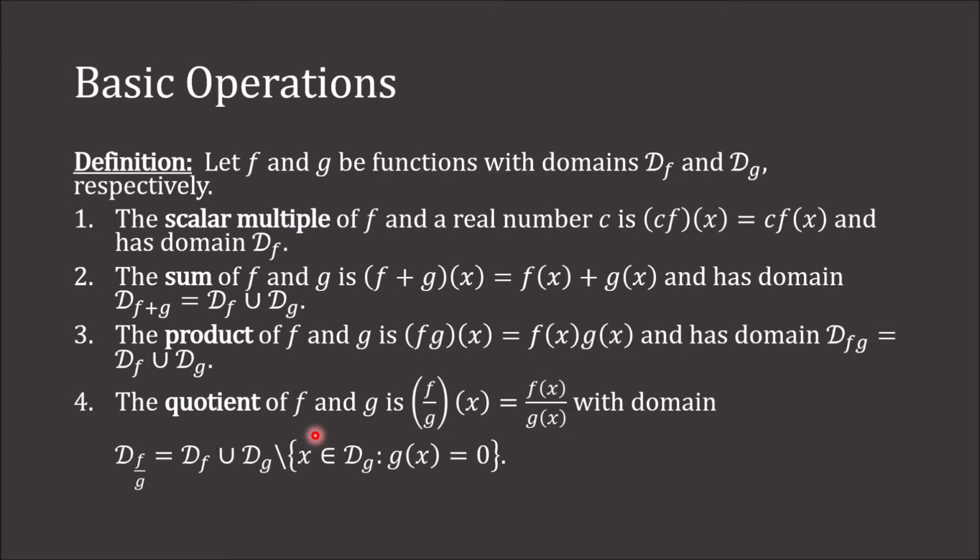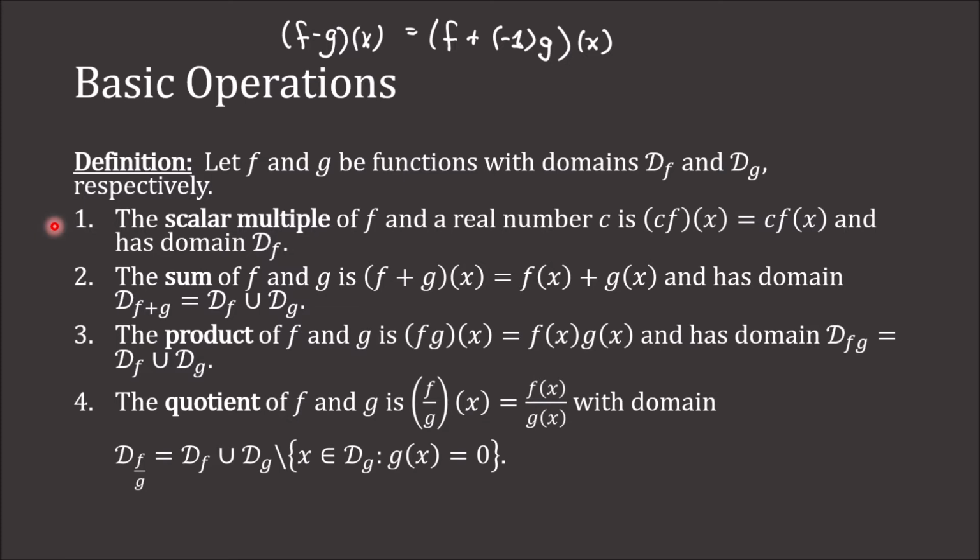Notice that I didn't do a subtraction. We can define subtraction. F minus g as f plus minus 1 times g. Right? So then in this sense, the difference is a combination of sum and scalar multiplication.